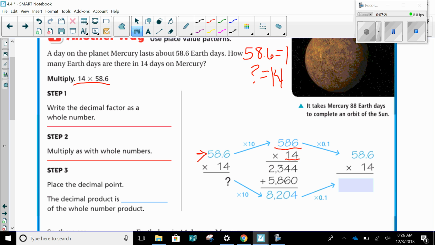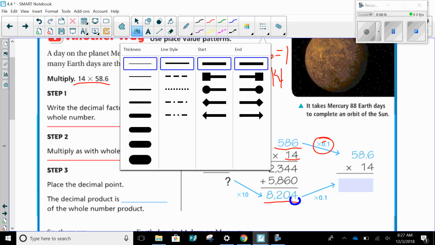And then to find my answer, you can look at it as multiplying back. It's the same thing as if I took this back to this. So my answer, how many places are after my decimal point in 58.6? There's just one place after my decimal point. So if this is my answer, right now my decimal point's here, I need to move it back over one place.